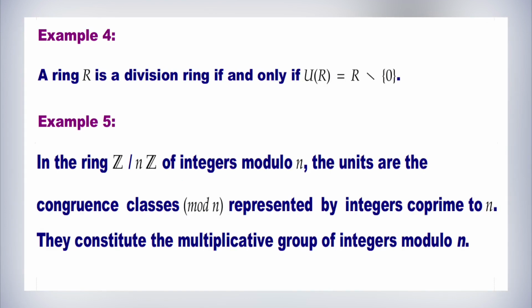Example 4 is, a ring R is a division ring if and only if U(R) equal to R minus the singleton 0. In the ring Z/nZ of integers modulo n, the units are the congruence classes mod n represented by integers co-prime to n. They constitute the multiplicative group of integers modulo n.